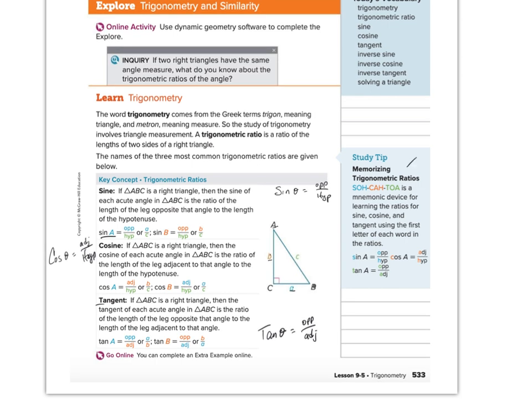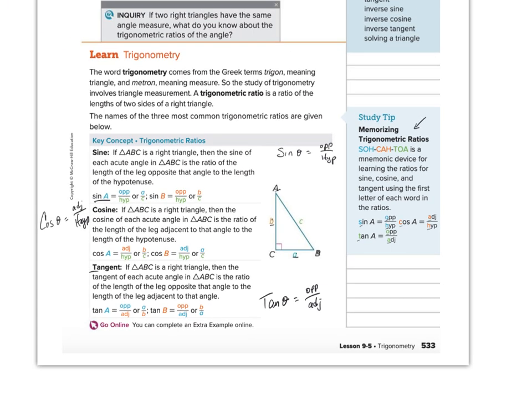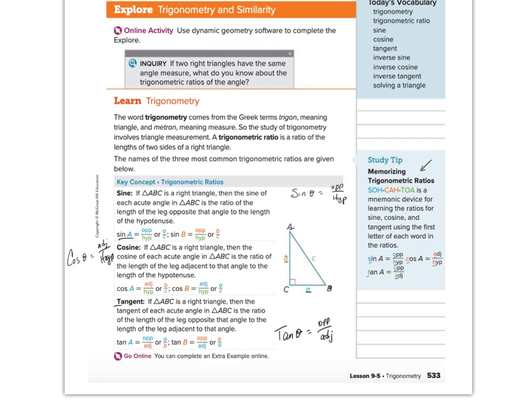And here for memorizing the ratios, SOHCAHTOA. That's the common mnemonic. SO: sine is the opposite over the hypotenuse, CAH: cosine is the adjacent over the hypotenuse, and TOA: tangent is the opposite over the adjacent. So SOHCAHTOA helps you keep the ratio sides in order, keeping perspective of those.